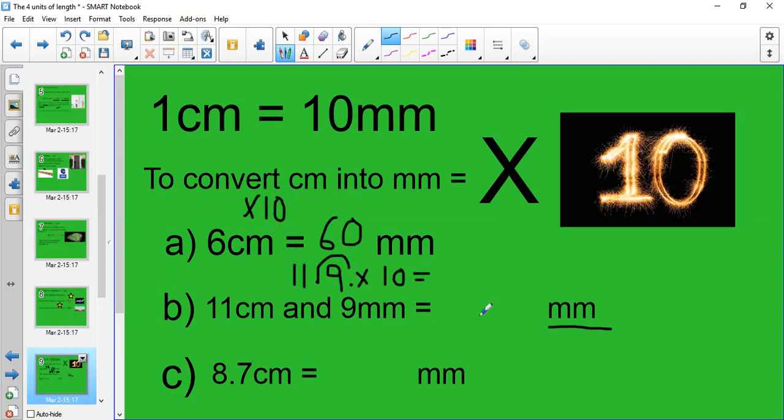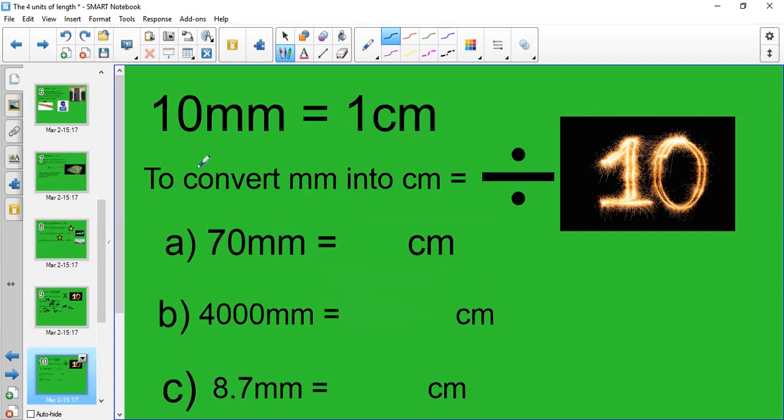So my answer becomes 119. You could say 119.0, but that's just the same as saying 119 millimeters. So that's what you do when you see measurements written out like that. Again, if you're given a measurement that's straight up in decimals, 8.7 centimeters, if you times it by 10, you just need to move that decimal point forward to the right one space, so it becomes 87 millimeters, or 87.0 millimeters, but they are the same thing. So I hope that makes sense.